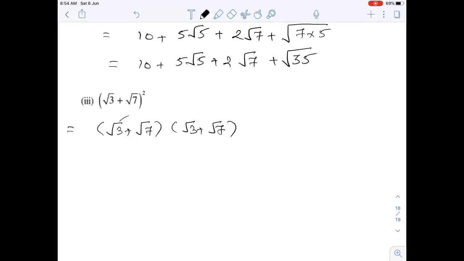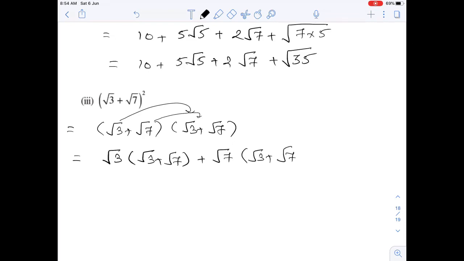I think it will be easy for you to solve further. First you multiply this √3 with this full bracket, then we multiply √7 with this full bracket. So you get √3(√3 + √7) plus √7(√3 + √7). Now the further steps, I think, will be easy for you to solve.